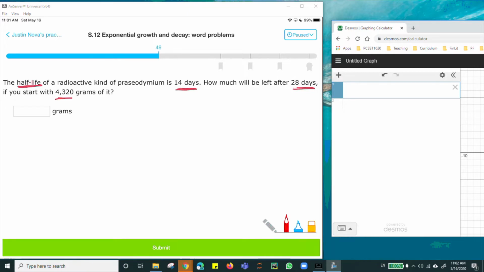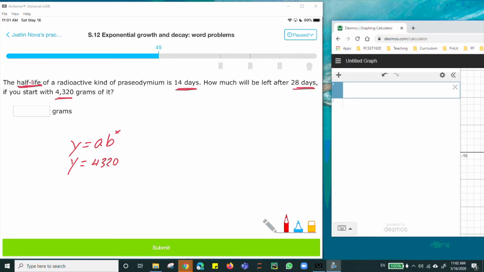So this is an exponential function, so I need to know the main frame of the exponential function, which is y is equal to a times b to the x. This is the main frame. So a is the initial value. Initially I have 4,320 grams.